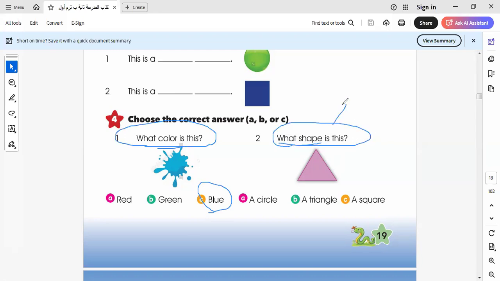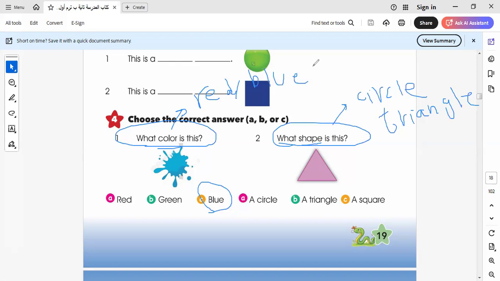What is the shape? I say circle, triangle, and so on. This is the answer to this question. The answer to what is the color? I can say red, blue, black, and so on. So we must know the difference between what color is this and what shape is this. Here it is what shape is this, so it will be triangle.